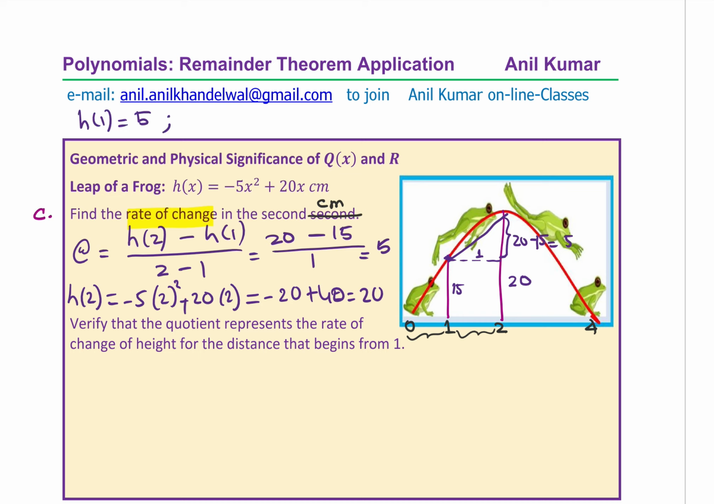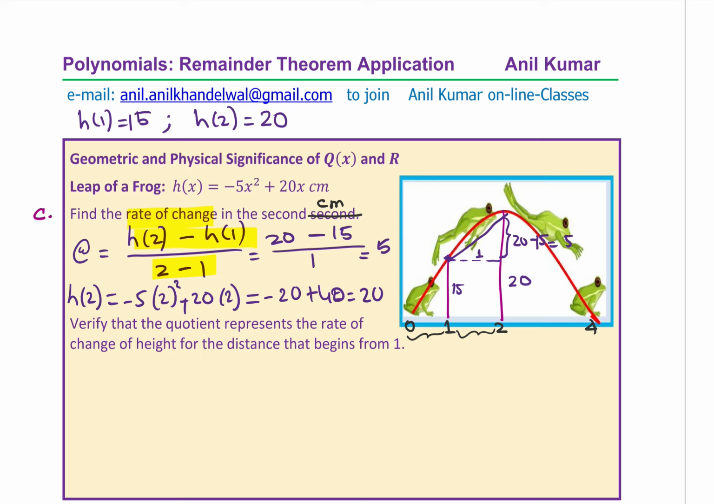We just calculated earlier. Then we calculated h of 2, which is 20 for us, right? And h of 1 was 15, and h of 2 is 20 for us. And the rate of change is given by the formula h2 minus h1 divided by t2 minus t1, or x2 minus x1. So that is one thing.